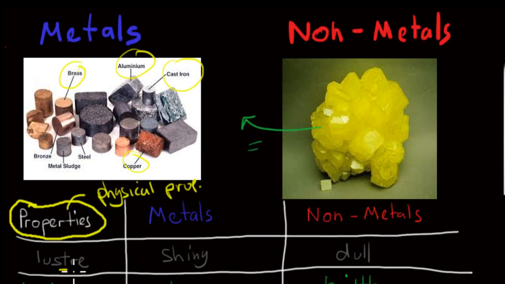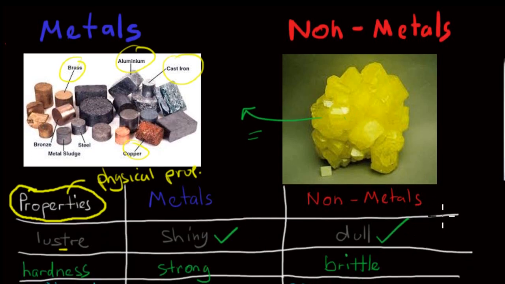Alright, so we've got luster. Luster is basically how shiny something is. So metals are, for example, very shiny, so that is obvious. Whereas if you look at this non-metal, it might look pretty shiny here, but often if you see them in person, they look very dull, so they are not shiny. So metals are shiny, they have a very lustrous appearance, whereas non-metals are dull.